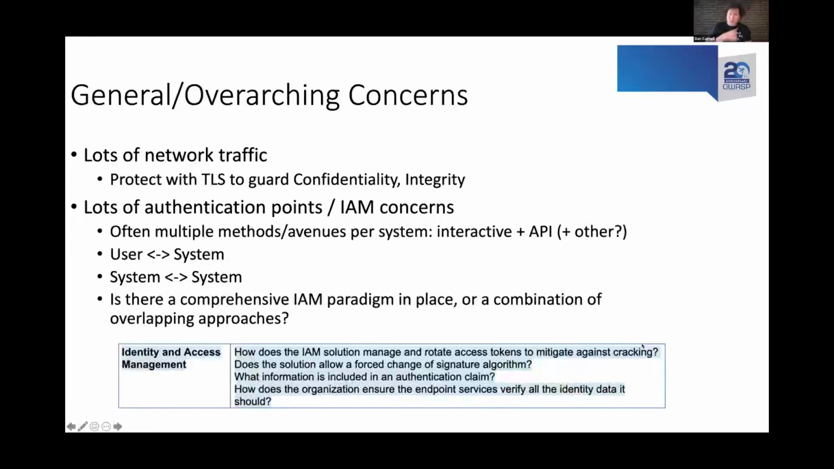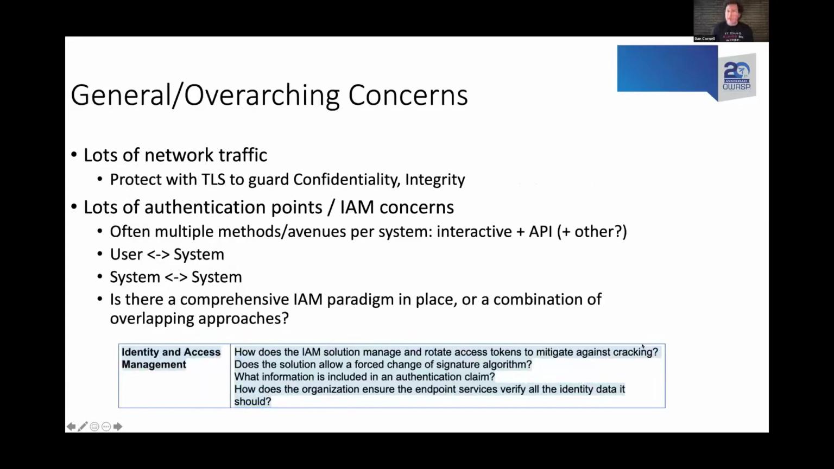Now, some general overarching concerns. There's a tremendous amount of network traffic that goes into this. Again, from the NetFlow example, how is that traffic being protected? Let's make sure that we've got TLS in place to guard confidentiality and integrity.